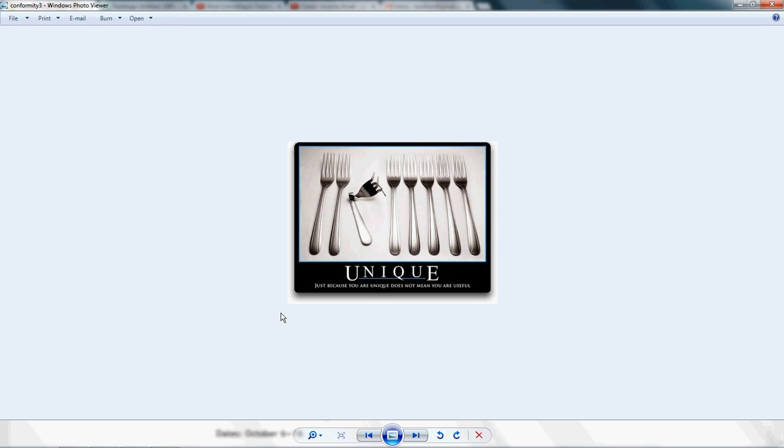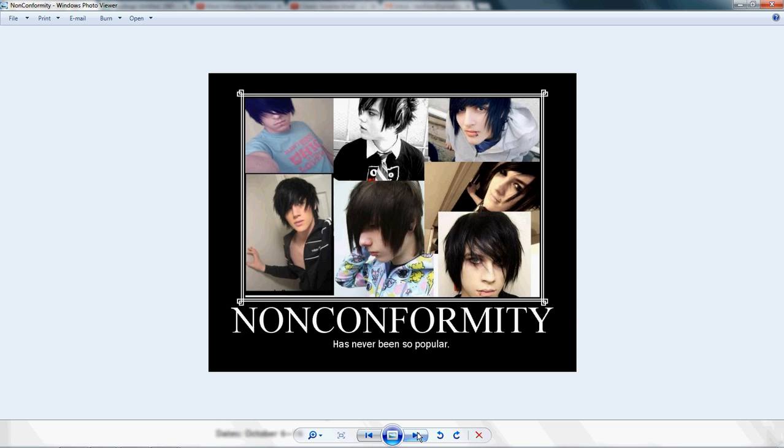Now here is a different take on it: just because you're unique doesn't mean you're useful. Keep that in mind. That's an interesting commentary there, that just because you're different doesn't mean that you're much good in the world. That fork won't really do a whole lot. So that's an interesting commentary on how nonconformity can be damaging and can make you of less use in the world.